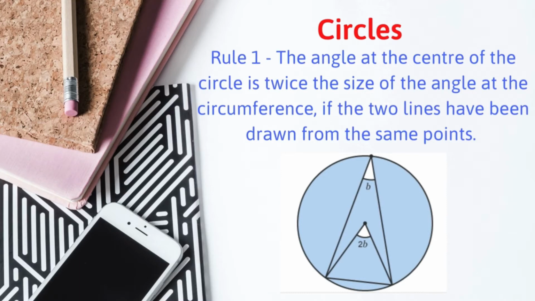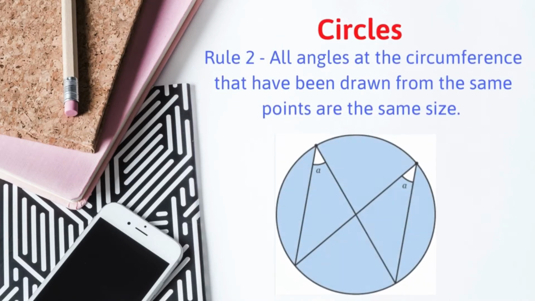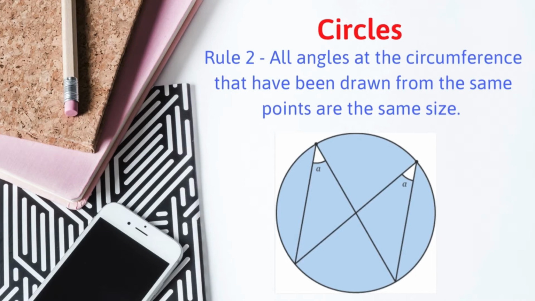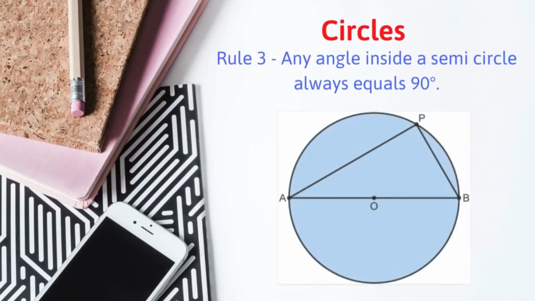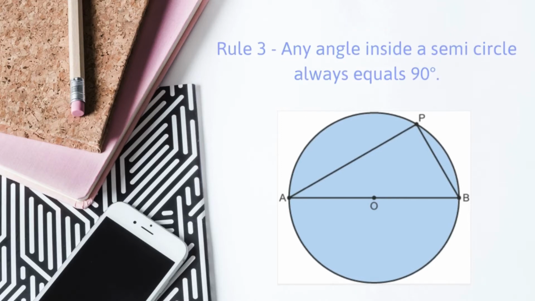Rule 1. The angle at the centre of a circle is twice the size of the angle at the circumference if the lines have been drawn from the same points on the perimeter. Rule 2. All angles at the circumference that have been drawn from the same points on the perimeter are the same size. Rule 3. Any angle inside a semicircle is always equal to 90 degrees.